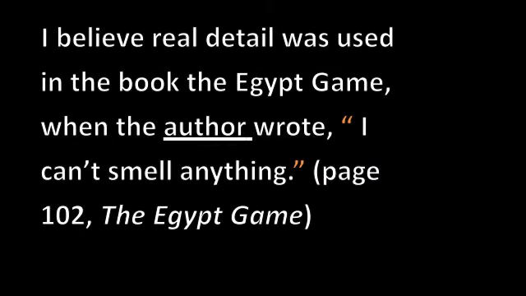Finally, you can use quotation marks when including exact words from a source. An example of this can be seen in the following sentence. "I believe real detail was used in the book The Egypt Game when the author wrote, 'I can't smell anything.'" In this instance, because you are quoting a book, quotation marks go around the exact words that were used in it to show that they came from an exact source.